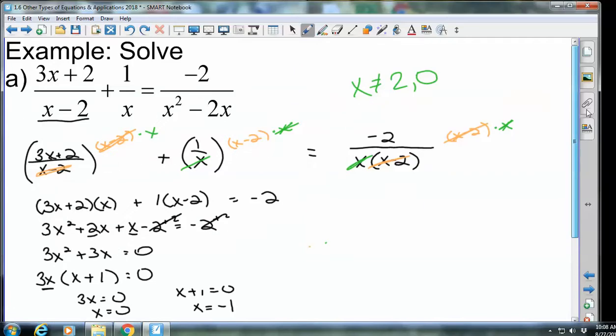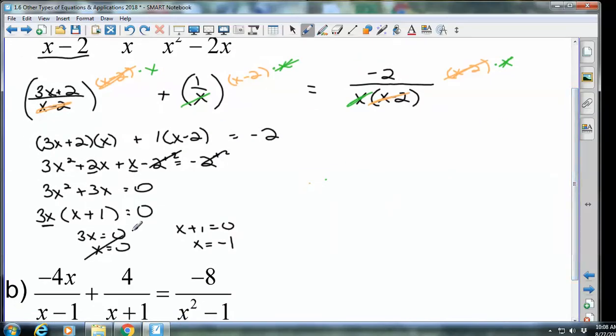Any issues with that? Right, we said at the beginning x couldn't be 0 or 2, so 0 does not work. And negative 1 is my only solution. Always check those answers.